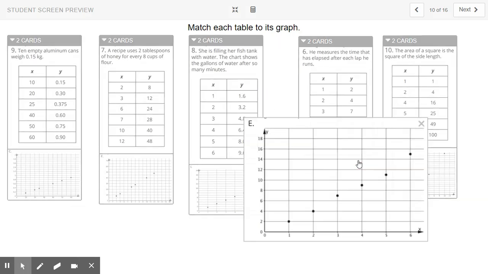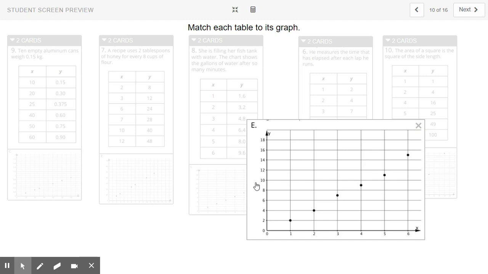Now let's take a look at this guy. We do know that this was not proportional based on the table. So let's look at the graph and see. So I'm going to go from dot to dot. Okay. So when I'm connecting this, it's hard to tell, but this is not linear.